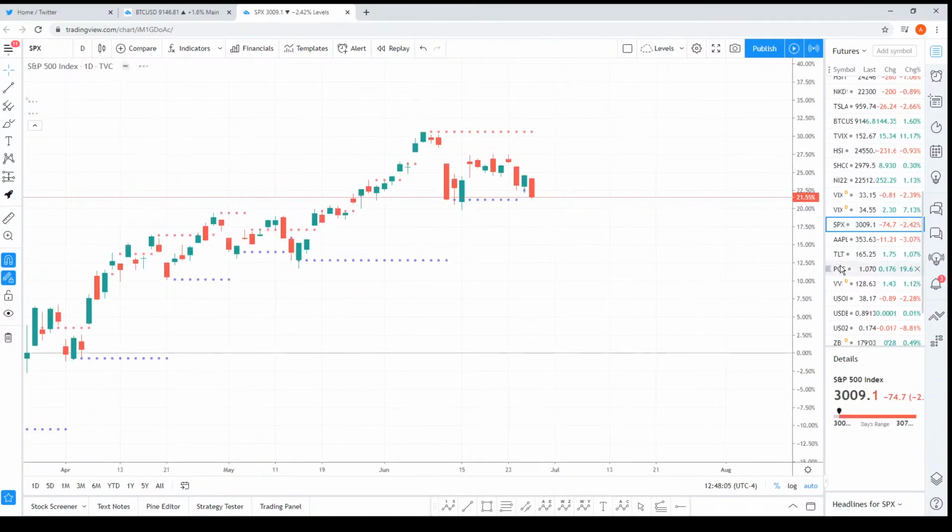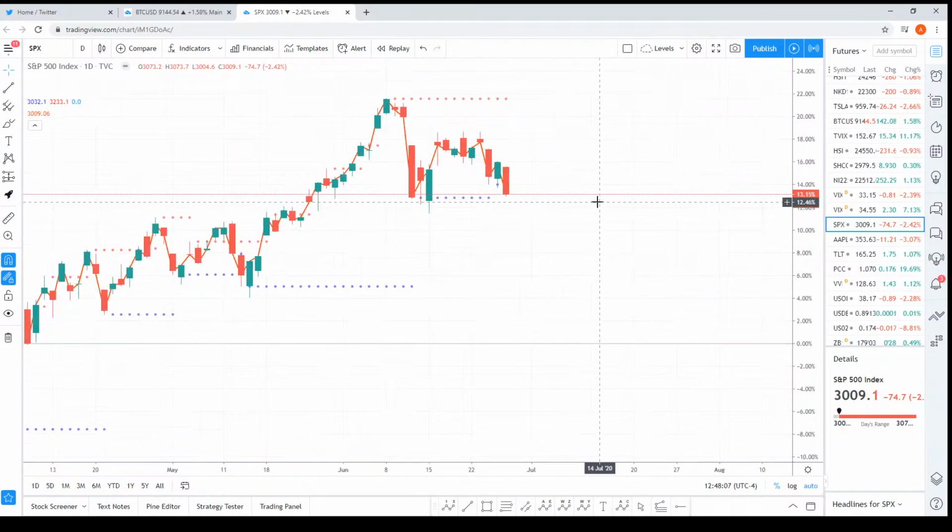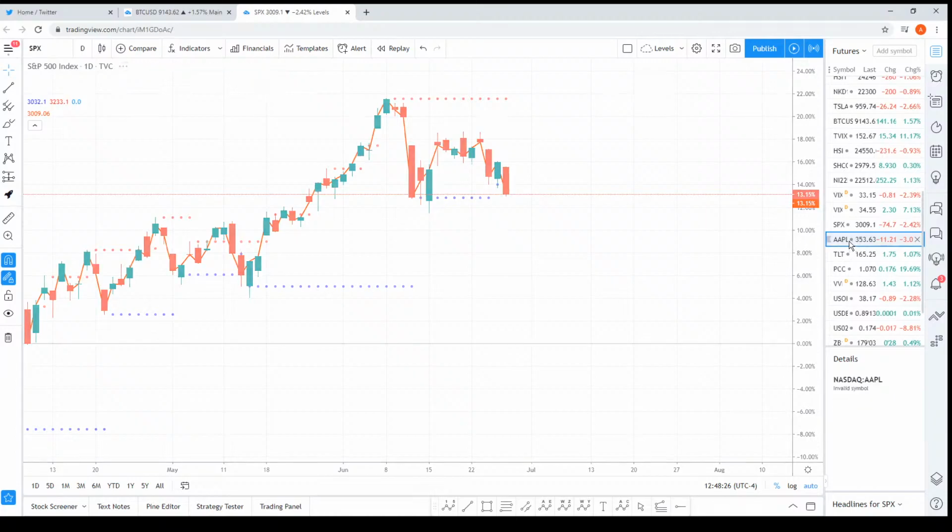VIX July, we don't need to go about that. Here's the S&P 500, the actual index, non-futures. You can take a look here. You can see that we closed slightly above the lows from June 11th, but the chart doesn't look too good.